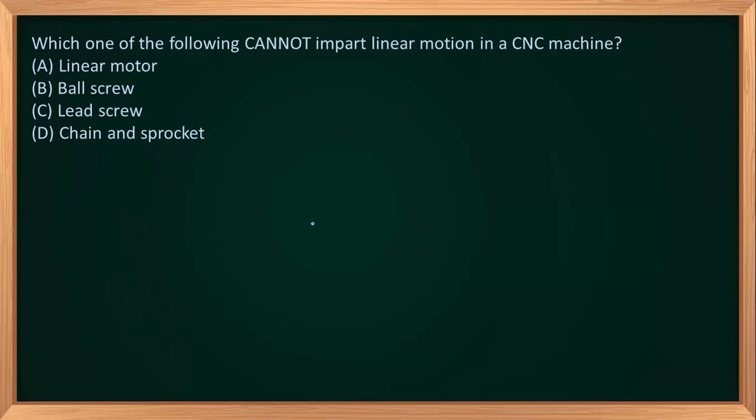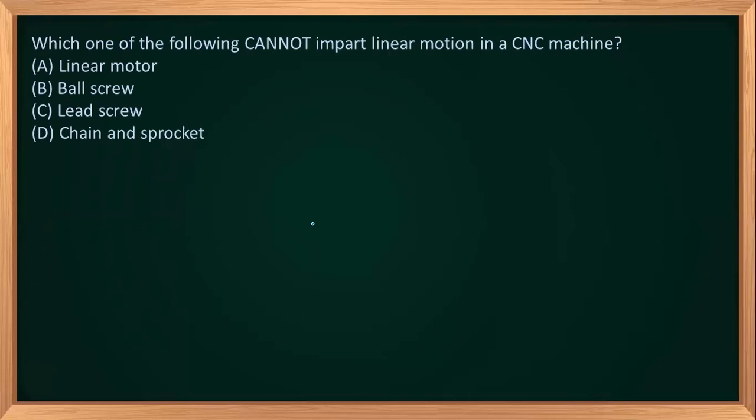But chain and sprocket, which you will find in cycles, scooters, and bikes, you will see the chain and sprocket, right? It can be used for transmitting power, but it can also be used for converting some motions in the linear direction. It will not be used for this in a CNC. Why? Because the control is very limited, and a lot of error can happen when we use this kind of arrangement.